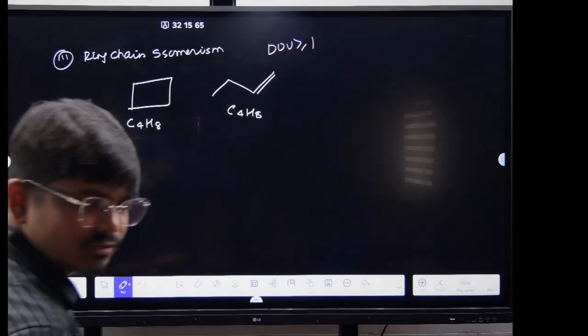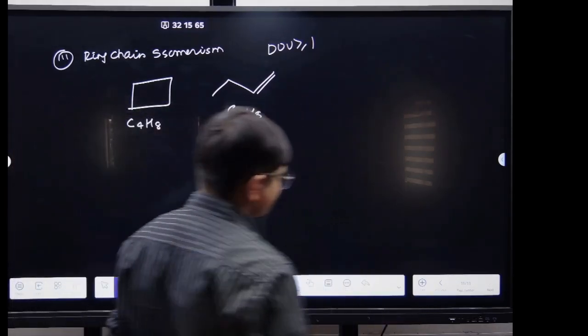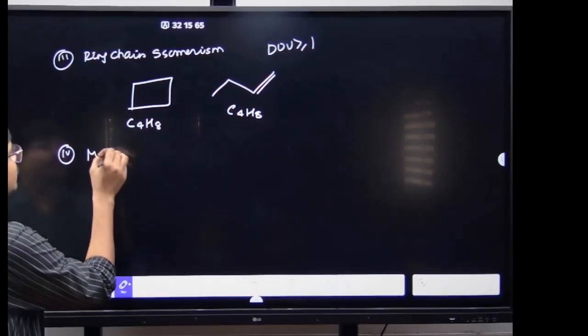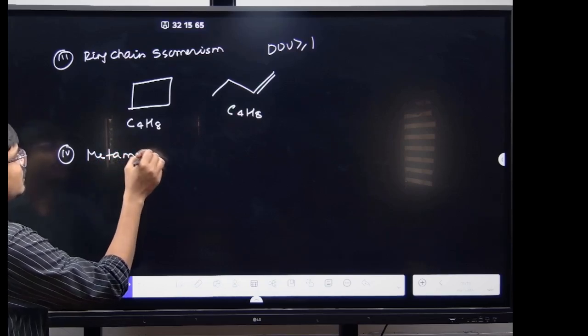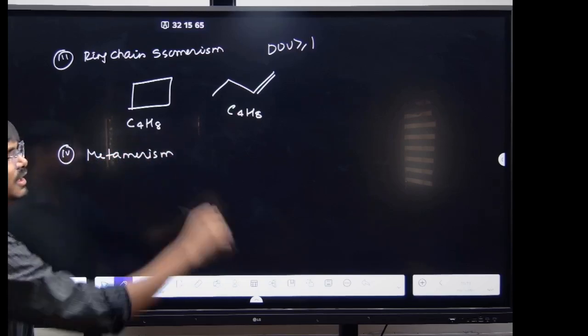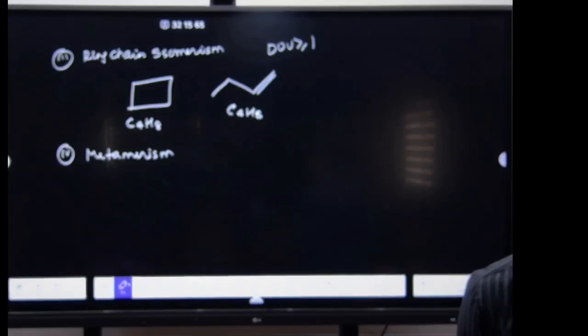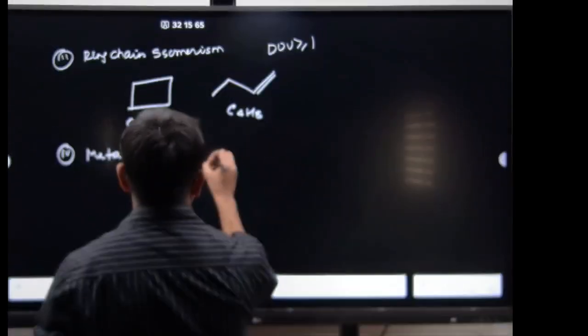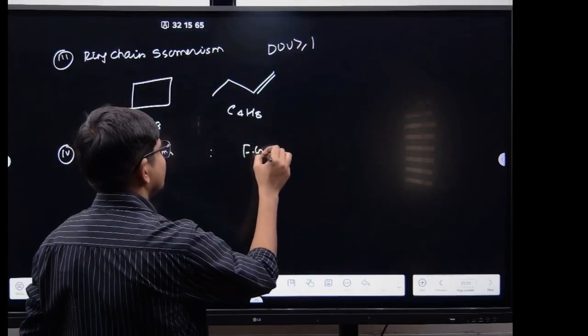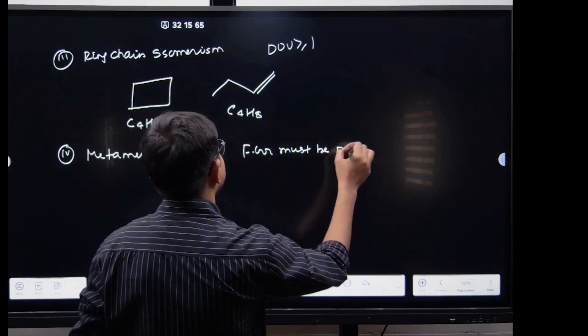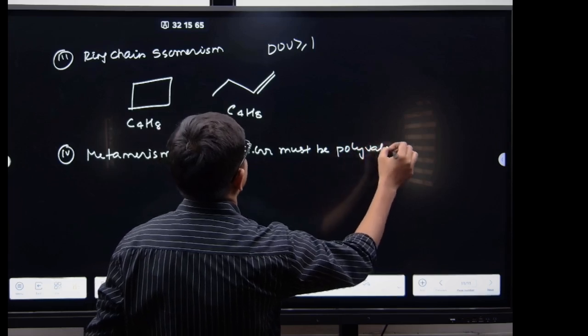What is the last one? After that, what is written? That is metamerism, right? Metamerism. See, this is only applicable when the functional groups are polyvalent ones. This is applicable when the functional groups must be polyvalent ones. What do you mean by polyvalent?